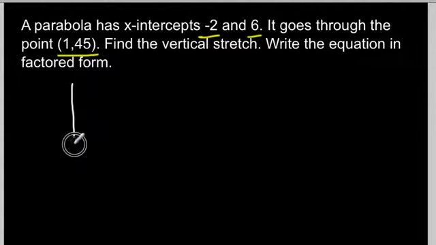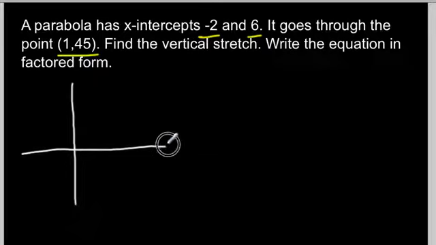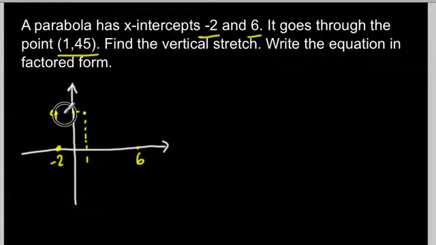So we have our y-axis here, and we have our x-axis here. We have our x-intercepts, which are -2 here, and then 6, let's just say over there, and we have a point which is (1, 45). So this is 1, and let's just say that's 45. What we know is that the parabola simply goes through that point. That point does not mean it's the vertex or anything. It just simply goes through that point.